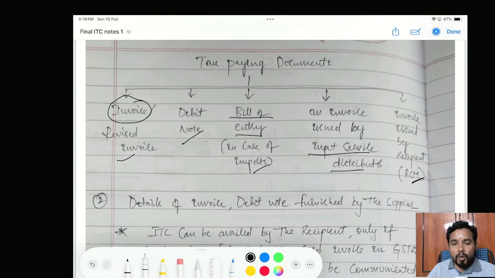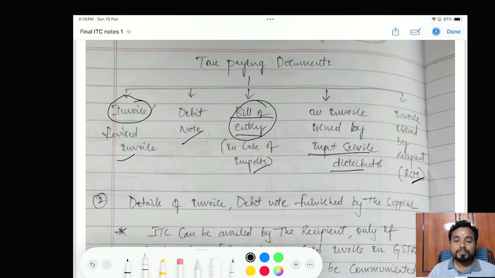Sometimes on imports, whenever you are importing, you will pay IGST. Whatever the IGST you have paid, on that you can avail ITC. But for that, to avail ITC, there should be a supporting document. Now in that scenario, what should be the supporting document? Bill of entry will be the supporting document.